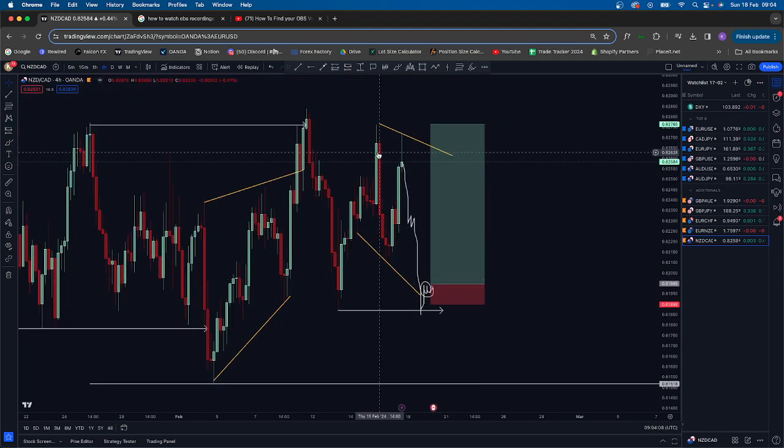What I would be looking at here is price to just push down, tap into this area, push up. If we do get a continuation, then I will be looking at a move to the upside just to fill this, and this could come down in the form of a 1, 2, 3.